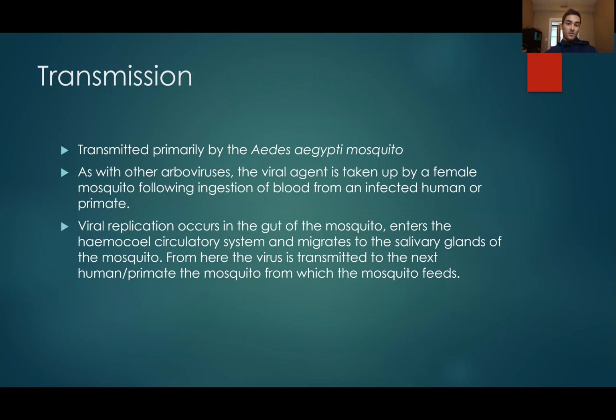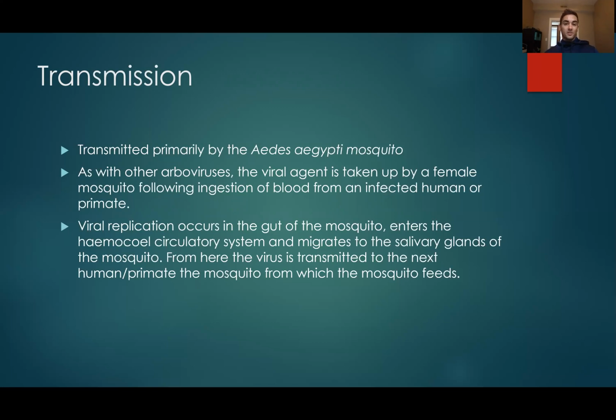So the transmission, we're going to go into the general way that this is transmitted from mosquito to primate or human. It is transmitted primarily by the Aedes aegypti mosquito. There are several other mosquitoes that can be the vector in this case, but the Aedes aegypti is by far the most prominent. As with other arboviruses, the viral agent is taken up by a female mosquito following ingestion of blood from an infected human or primate.